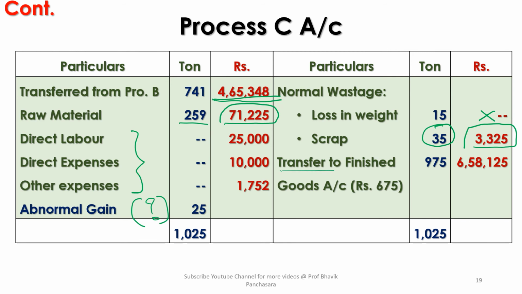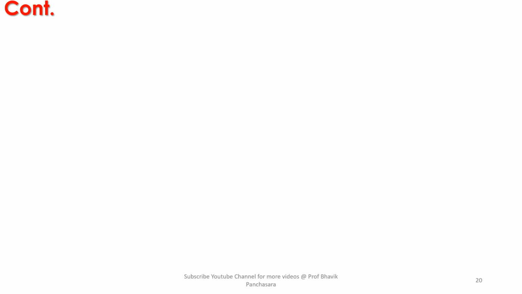After that transfer to finished goods, here 100% material we are transferring to finished goods because this is the last process. So here total 975 ton will transfer at the given selling price, and given selling price is 675. So here we will receive total 6,58,125. Now we are going to calculate cost per unit for abnormal gain.